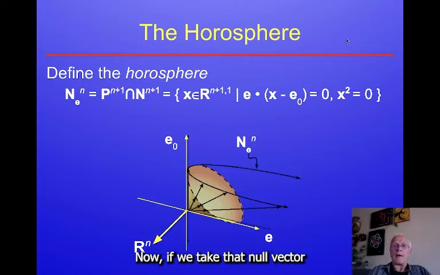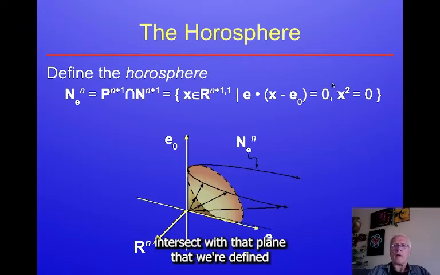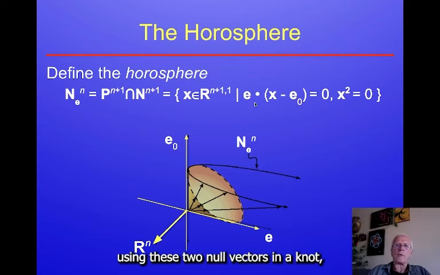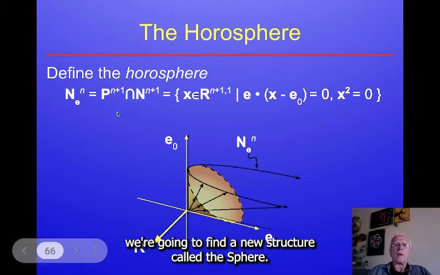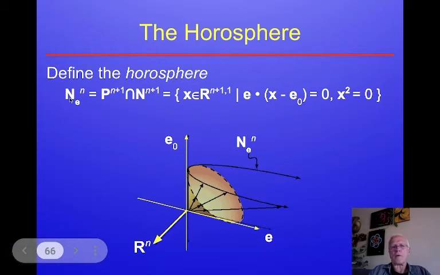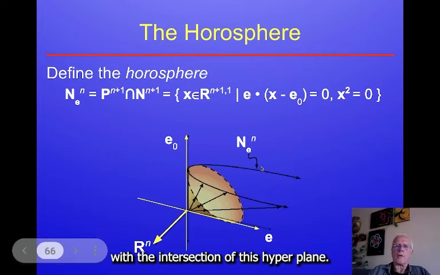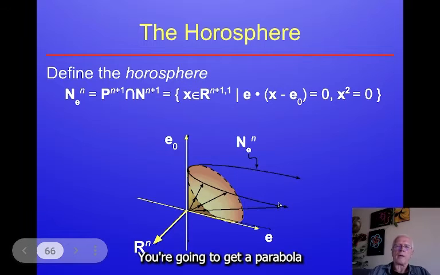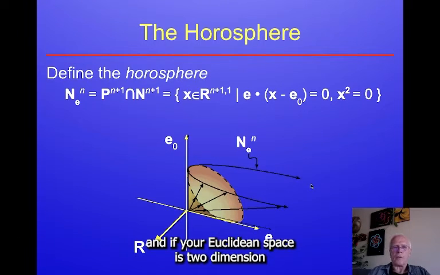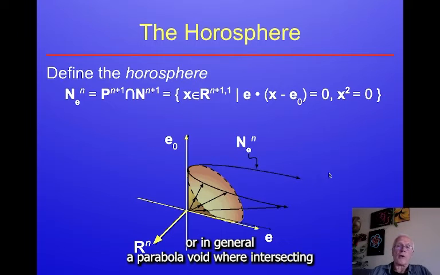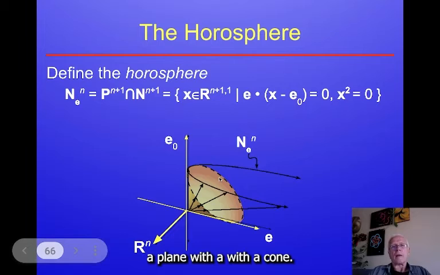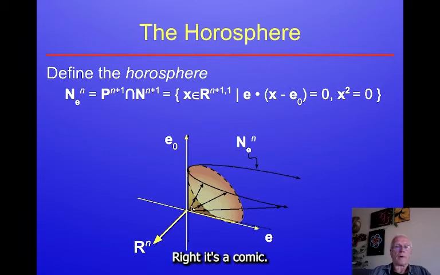Now, if we take that null vector and we intersect it with that plane that we define using these two null vectors E and E naught, we're going to find a new structure called the horosphere. So N, defined by the vector E with the dimension little n, is, of course, the intersection of this cone with this hyperplane. You're going to get a parabola if your Euclidean space is two-dimensional, or in general a paraboloid. We're intersecting a plane with a cone, right? It's a conic.